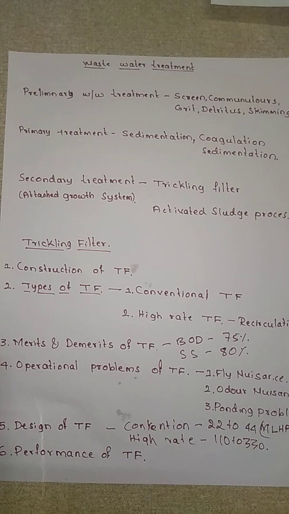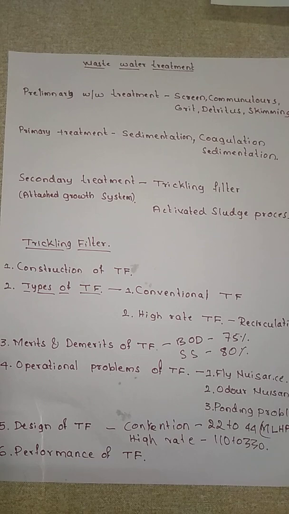The BOD loading rate that we can apply for a conventional trickling filter is around 900 to 2200 kg of BOD per hectare meter, whereas for a high rate trickling filter we can apply a BOD loading rate of 6000 to 18000 kg of BOD.